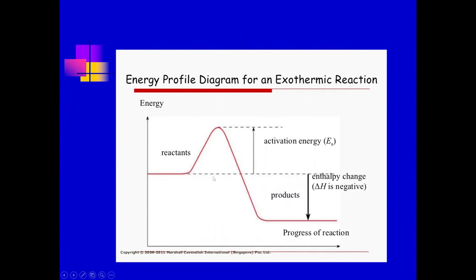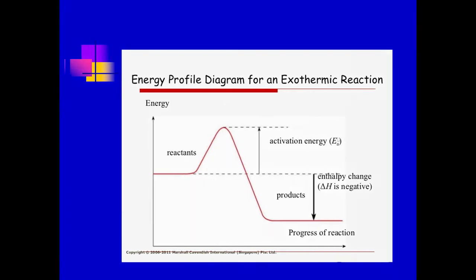Energy profile diagrams. Everyone kindly draw it by yourself and practice where the arrow of activation energy is placed and how to draw the enthalpy change. That is negative for the exothermic reactions. In an exothermic reaction, products have less energy than reactants, and the progress of reaction is there and enthalpy changes here. So this is the energy profile diagram for exothermic reactions.